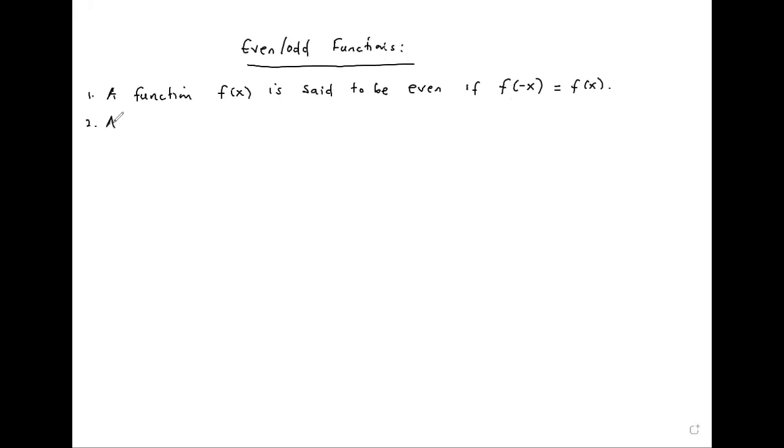2, a function f of x is said to be an odd function if f of negative x is equal to negative f of x.